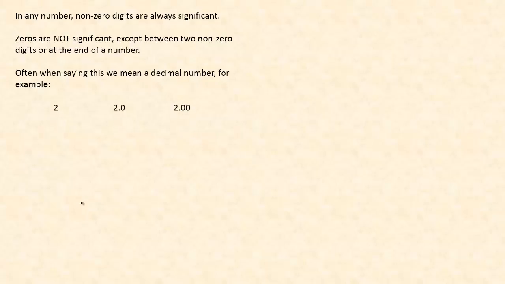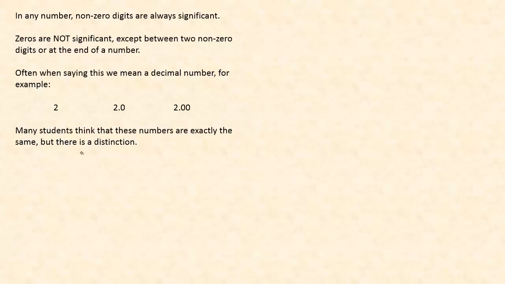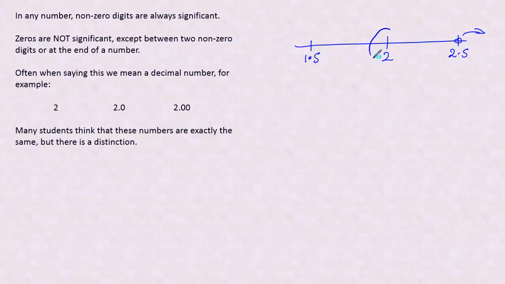For example, let's look at 2, 2.0 and 2.00. Many students think that these numbers are exactly the same, but there is a distinction. Let's suppose these numbers have been rounded. Then if we think about the 2, anything between 1.5 and 2.5, but not including the 2.5, which would round up to 3, but anything in this range would be 2 to one significant figure.